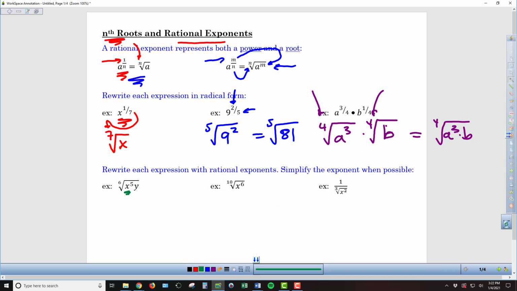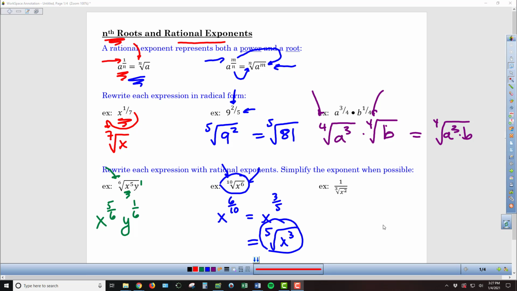So if we concentrate on this x part first, it's going to be x to the, and then the exponent on the x there is going to be in the numerator of my exponent, while the root is going to be in the denominator. So since it's the 6th root, it's going to be x to the 5/6 power. And then in the case of the y, it's going to be the same idea. So the exponent on the y, even though it's not written there as 1, the root is 6, so this is going to be raised to the 1/6 power.